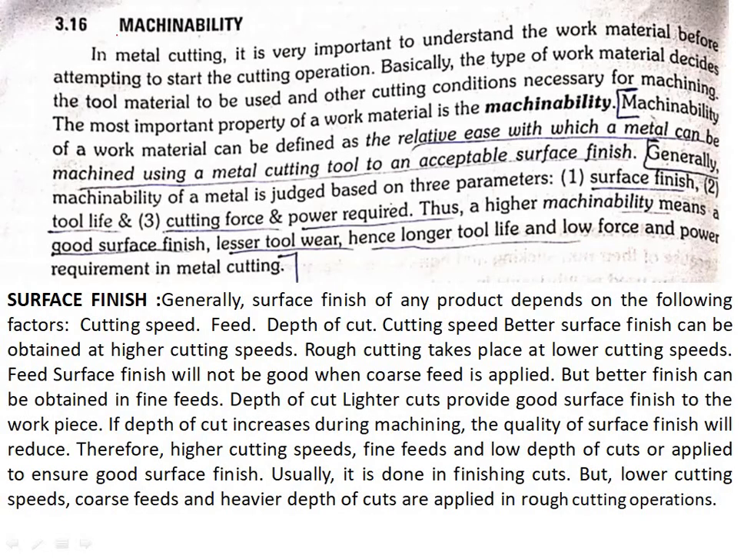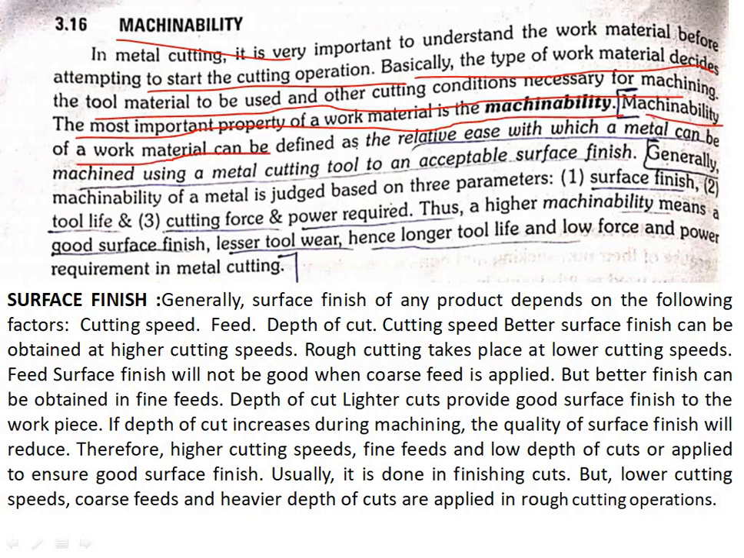Next comes machinability. This is the last slide. In metal cutting, it is very important to understand the work material before attempting to start the cutting operation. Basically, the type of work decides the tool material to be used and other cutting conditions necessary for machining. The most important property of work material is machinability.